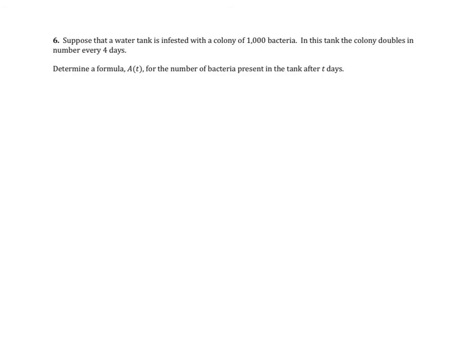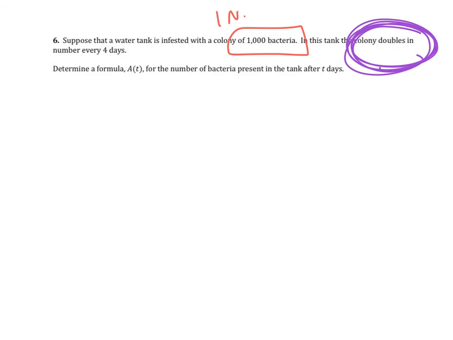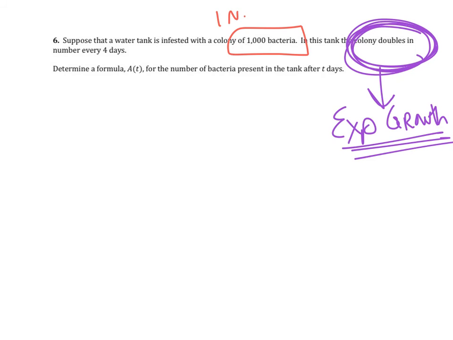Question 6. Suppose that a water tank is infested with a colony of 1,000 bacteria. So let's stop there. What are they telling you right off the bat? The initial amount. If in this tank the colony doubles, ding, ding, ding, there's the next keyword. Let's highlight that. If something doubles, it's getting larger. So that's exponential growth. And it doubles every 4 days. So I've got to catch that and say, okay, take your time and divide it by 4.